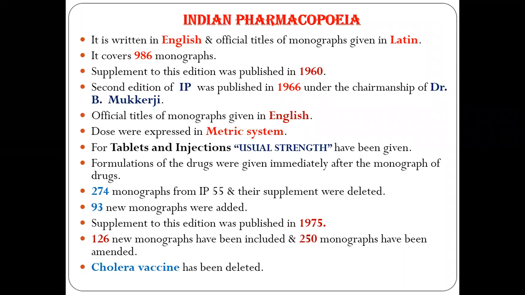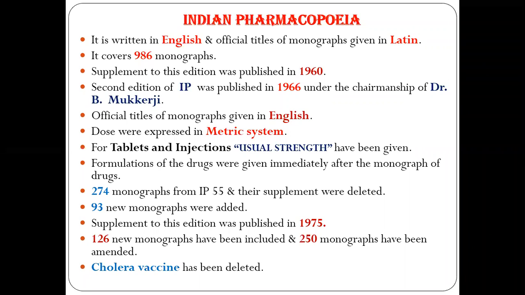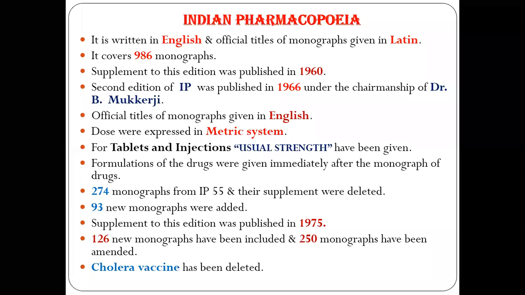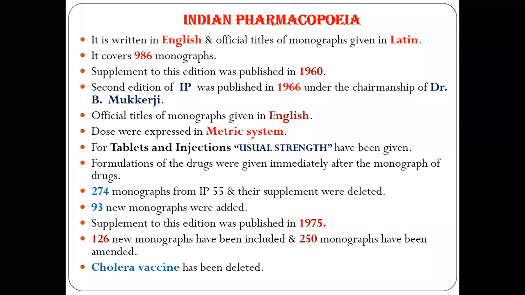Then a supplement to the second edition of the Indian Pharmacopoeia was published in 1975. Then 126 new monographs were added into this supplement. Then from the second edition, the name of cholera vaccine was deleted. There might have been some problem, that's why they deleted the cholera vaccine name.